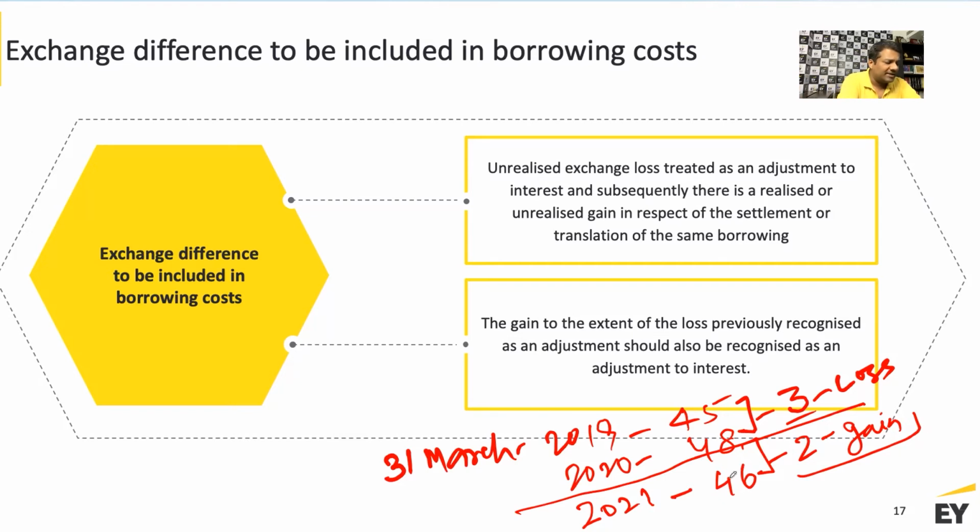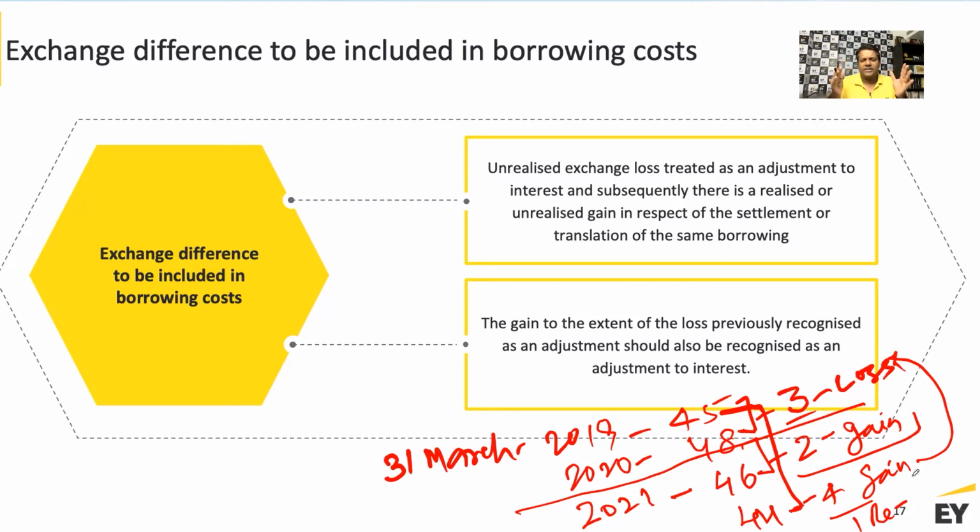Now, assuming let's say instead of 46, this actually has become 44. That means I have a 4 rupee gain with reference to 45. Now, if you have a 4 rupee gain, then only to the extent of this 3 rupee loss will it be considered as an adjustment to the interest cost. This 1 rupee gain over and above the 3 rupees is actually an exchange gain to be recorded in your financial statements. You've got to remember some of these principles and apply the logic.